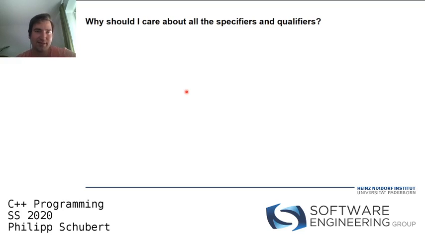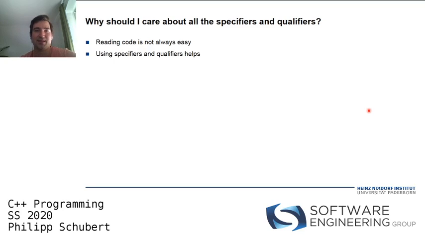Another point here, why should I care at all about all these specifiers and qualifiers? Why should I declare member functions const? Why should I declare any function noexcept, whatnot? So reading code is not always easy. You probably already figured that for yourself. And if you use specifiers and qualifiers, that might help to improve readability, first of all.